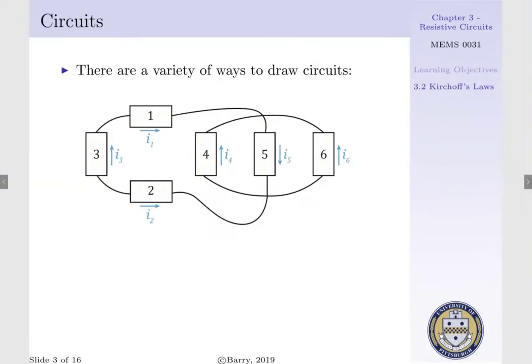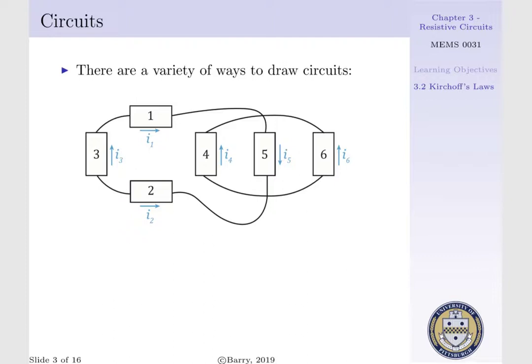To begin, we will talk about circuits. There's a variety of ways to draw circuits. In the picture below, we have element 1 with current I1 flowing through it connected to element 3, as well as elements 4, 5, and 6, each of which has currents I3, I4, I5, and I6 running through them. We see element 3 is connected to element 2, which is also connected to elements 4, 5, and 6. Element 2 has current I2 running through it.